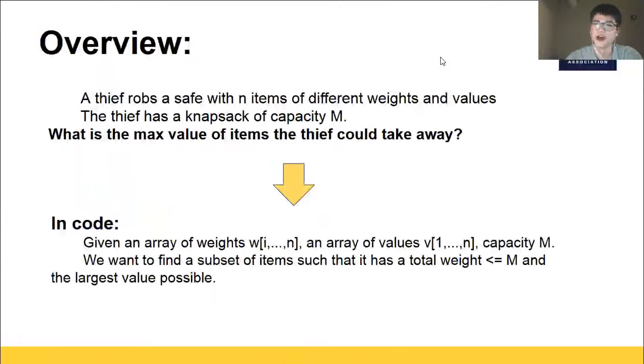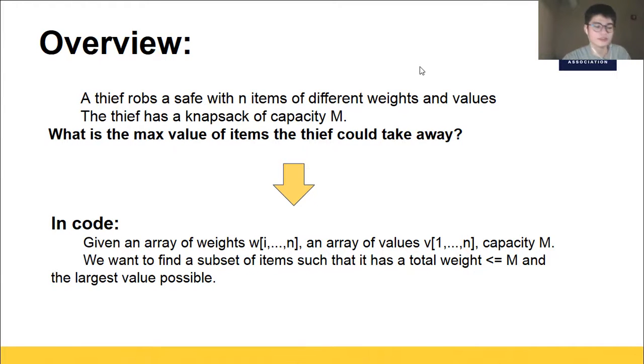So let's go. The overview of the knapsack problem is that a thief is robbing a safe with n items of different weights and values, and he has a limit that the knapsack can only contain a capacity of m, and he wants to take as much value, the highest value, as possible. In code, this becomes two arrays, one array of weights, one array of values, and a limiting capacity of m. We want to find a subset of items that has a total weight that is less than or equal to the capacity, but returns the largest value.